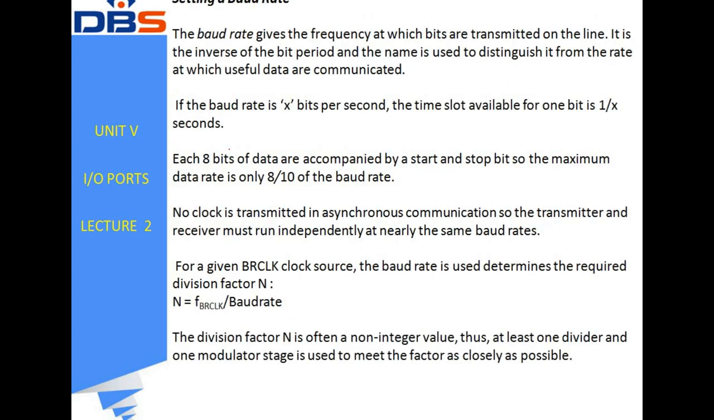Okay, so how can we set up the baud rate? The baud rate gives the frequency at which the bits are transmitted on the line, and it is the inverse of the bit period. The name is used to distinguish it from the rate at which useful data is communicated. As you can see, suppose you are downloading a movie of 2 GB, for example.